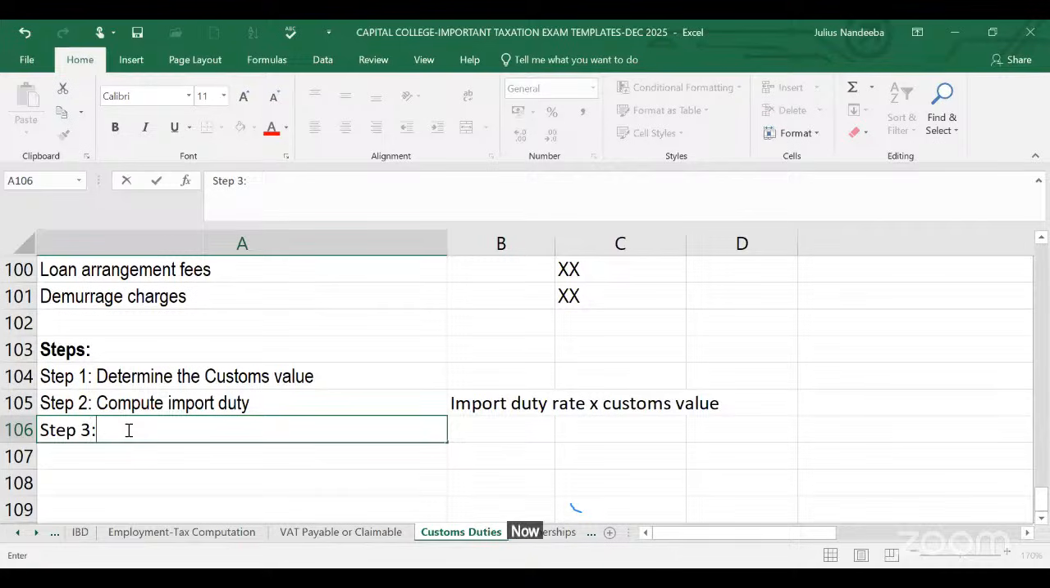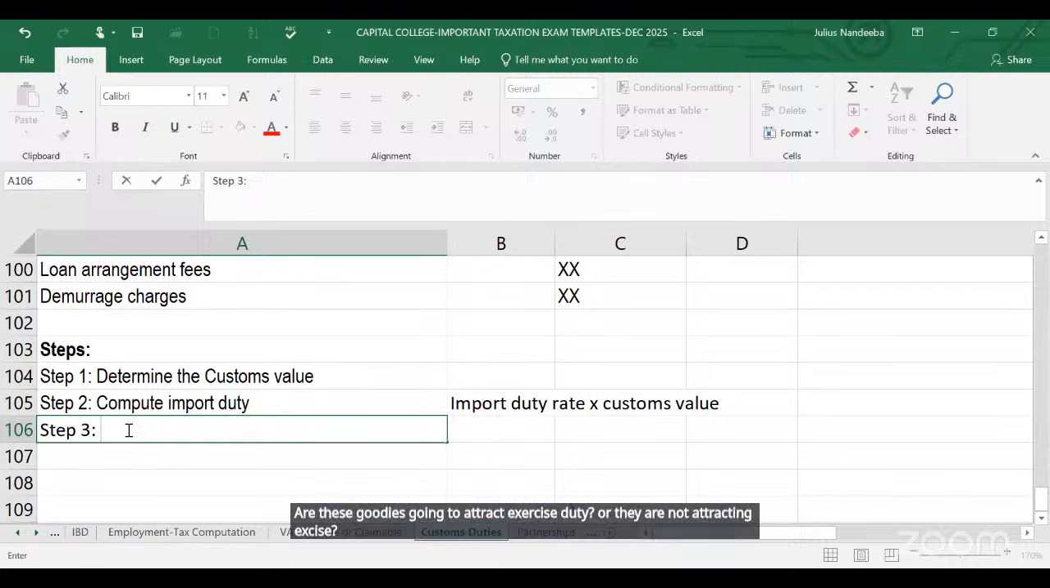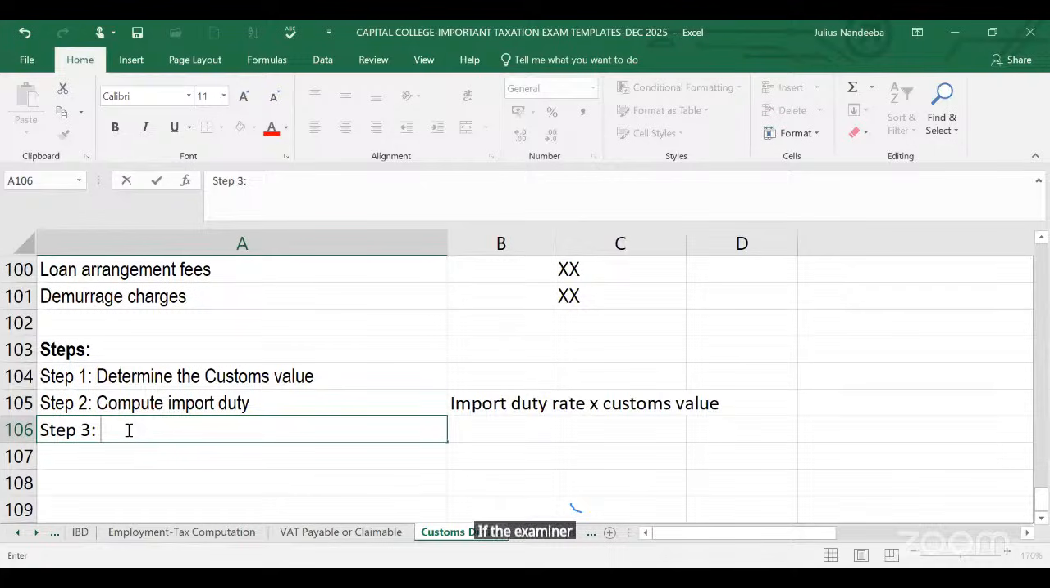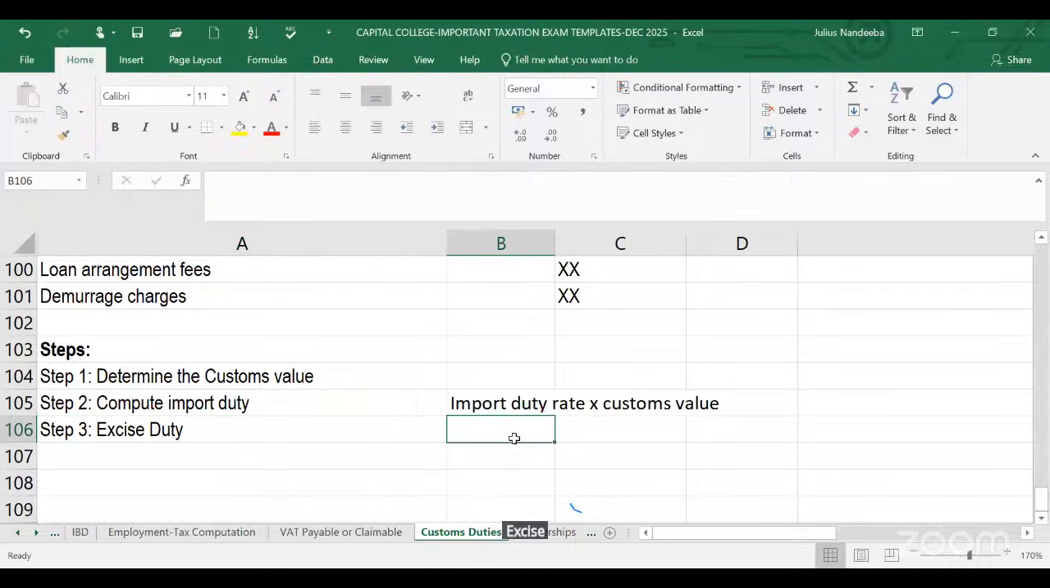Step number three. Now, at this level, you ask yourself, are these goods going to attract excise duty, or are they not attracting excise? If the examiner tells you that the goods are attracting excise duty, it becomes tax number two. Because we have started calculating now the taxes. The first tax is import duty. The next tax is excise duty. But remember, not all goods have excise duty, and the examiner is going to tell you that there is excise duty.